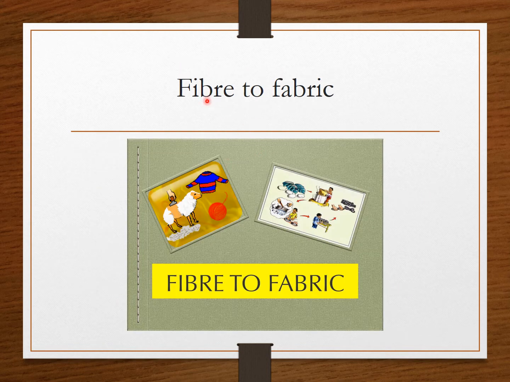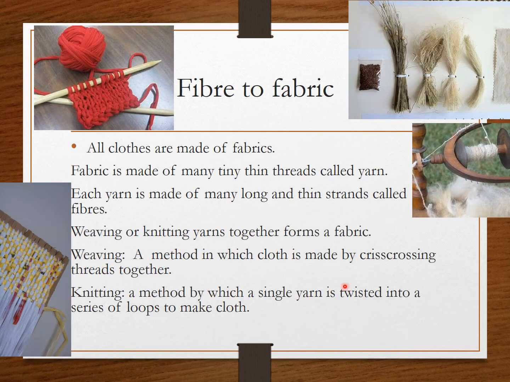Next is fiber to fabric. How do you convert a fiber and make it into a fabric or a cloth material? All cloths are made up of fabrics. Fabric is the material by which a cloth is made. Fabric is made up of tiny thin threads called yarn. If you look at the dress you are wearing, it will have tiny thin threads, and they are called yarn. How is this yarn made now?